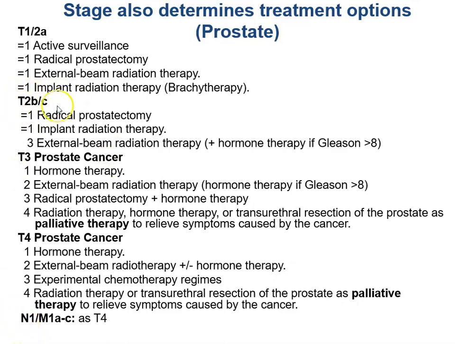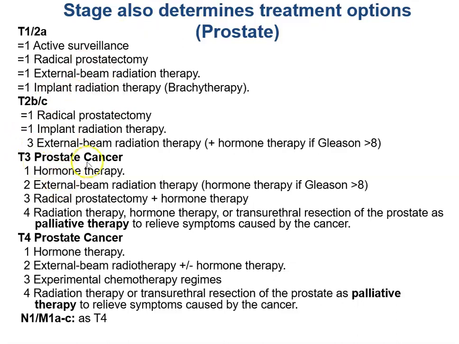When we start getting to a slightly larger T2B to T2C, so we're getting a large proportion of one lobe or both lobes involved, then radical prostatectomy and implant radiation are equally as good as each other, and then we start looking at external beam radiotherapy and putting in hormone therapy if you've got a high Gleason grade. Once we get up to T3, we stop routinely doing local therapy and we go in straight with hormone therapy, which is systemic, because we assume that with a T3, in all likelihood it's already spread, and therefore we're going to give a systemic therapy.